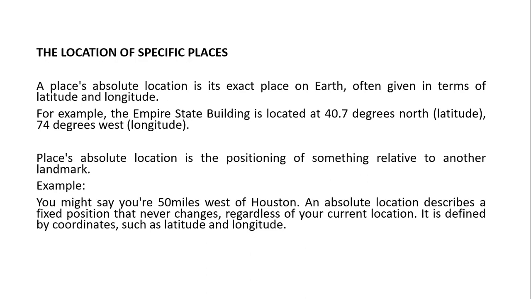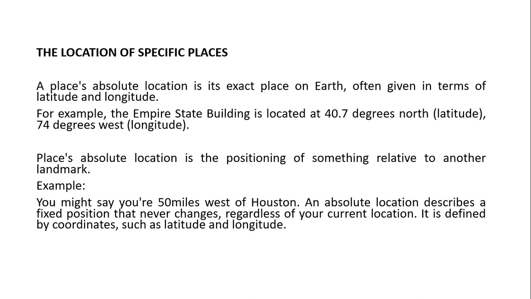So a place's absolute location is its exact place on Earth, often given in terms of latitude and longitude. For example, the Empire State Building is located at 40.7 degrees north latitude, 74 degrees west longitude. It sits at the intersection of 33rd Street and 5th Avenue in New York City.